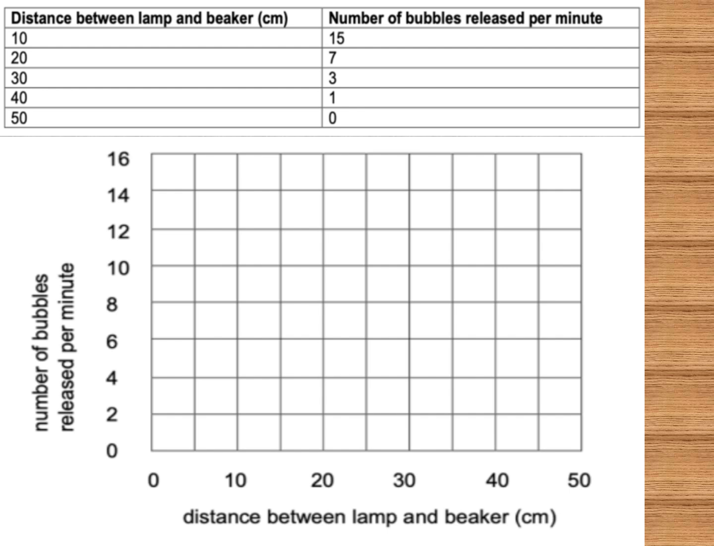First we have to label the x-axis and the y-axis, as we know that the independent variable comes on the x-axis. So what is our independent variable? Our independent variable is the distance between the lamp and the beaker. So we're going to put this distance between the lamp and the beaker, in centimeters, on the x-axis, whereas the dependent variable, the number of bubbles released in 1 minute, which depends upon the distance, has to come on the y-axis, right children?